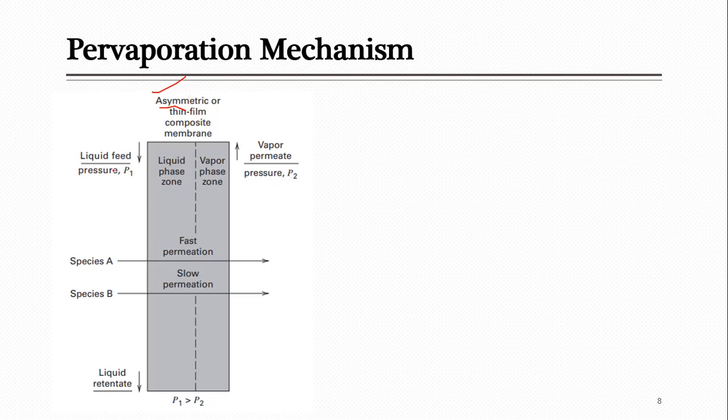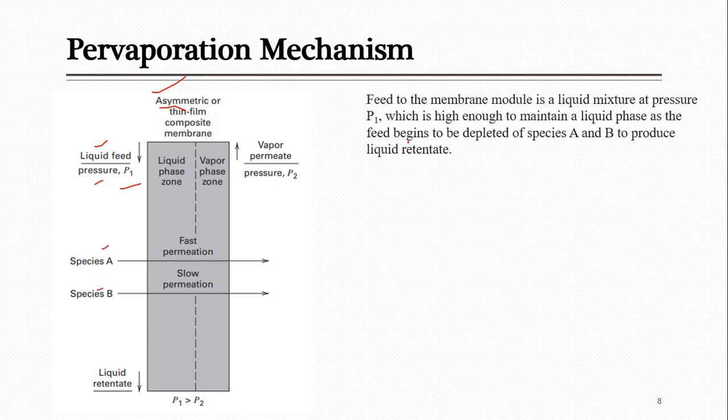On the feed side, you have a liquid feed, and it's available at pressure P1, and that consists of two species, A and B. Just look here, the feed to the membrane module is a liquid mixture which is at pressure P1. That's high enough to maintain a liquid phase. Yes, here the pressure should be high enough that you can maintain a liquid phase. It should not get vaporized on this side of the membrane. On the feed side, evaporation should not take place. Pressure should be sufficiently high that all the components which are available as the feed stay as a liquid when they exist on the feed side.